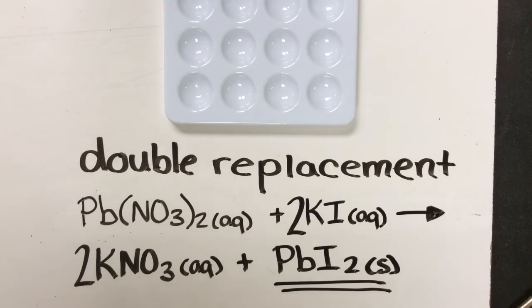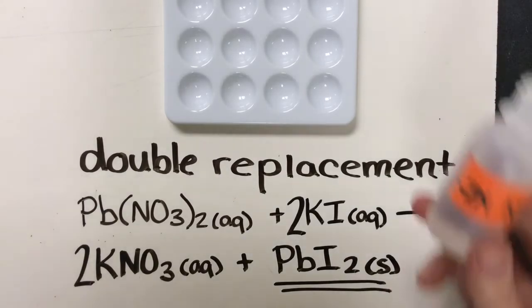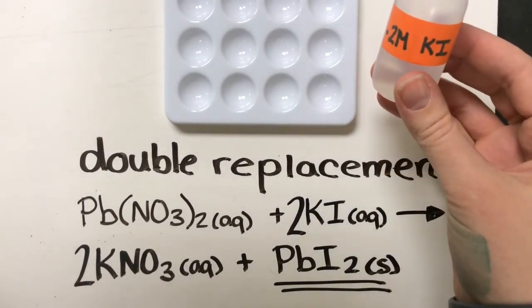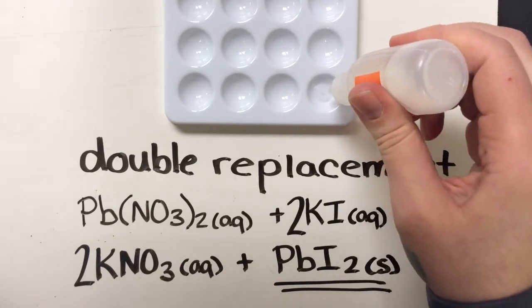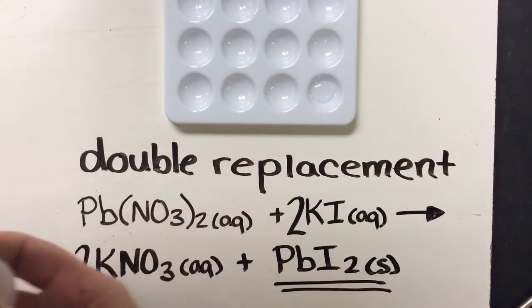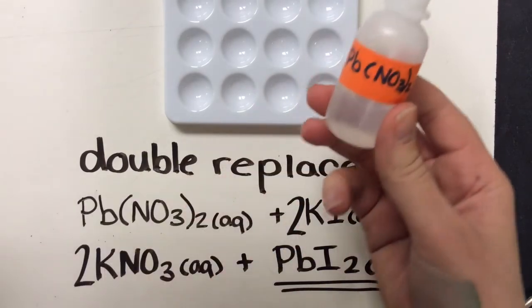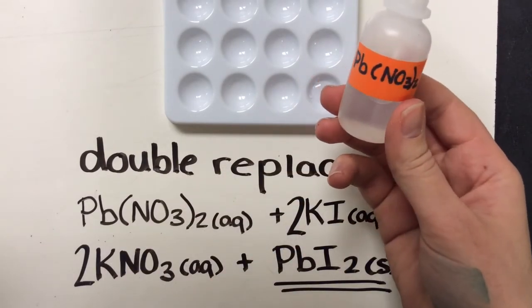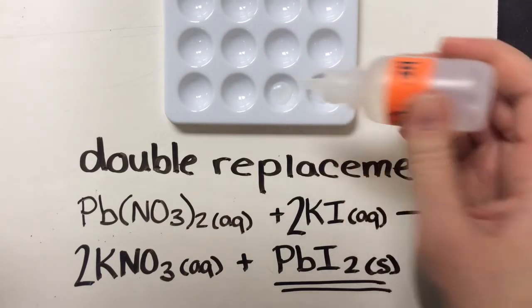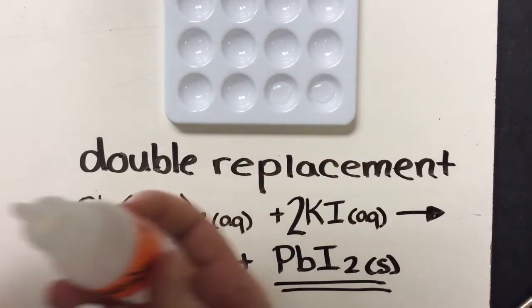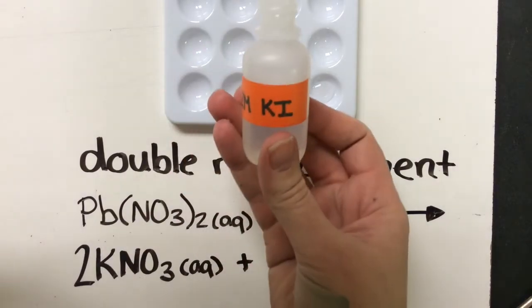Our next demo is an example of a double replacement precipitation reaction. In this reaction, we are going to take a solution of potassium iodide, which, if you will note right now, is a clear, colorless solution, along with a solution of lead 2 nitrate, which is also a clear and colorless solution. And we're going to mix them in the same well plate to see what happens.